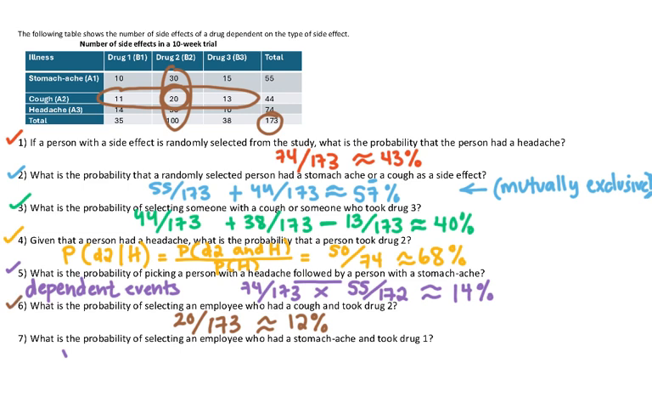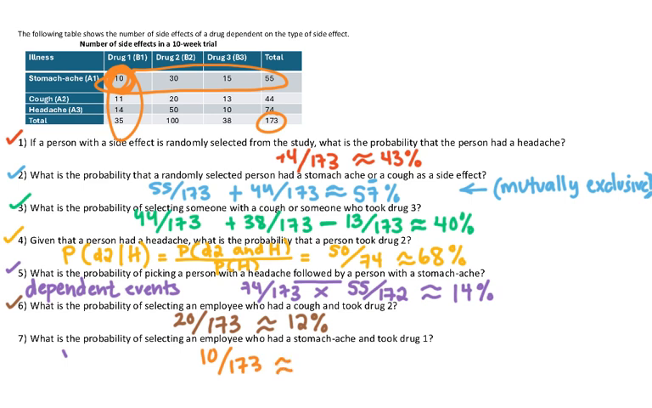All right. And lastly, it says, what's the probability of selecting an employee who had a stomach ache and took drug 1? So again, let's clean all this up. Stomach ache and drug 1. So we're just picking one employee. We're not doing dependent events. So if he had a stomach ache and he took drug 1, that's these 10 people. 10 out of a total of 173, which is a little bit less than 6%, but we're going to round it to 6%. I think it's about 5.78, but we'll say 6%. Okay, hopefully all of these different practice problems help you understand probability.